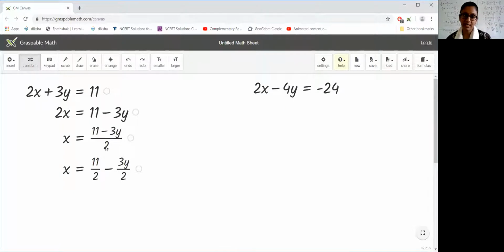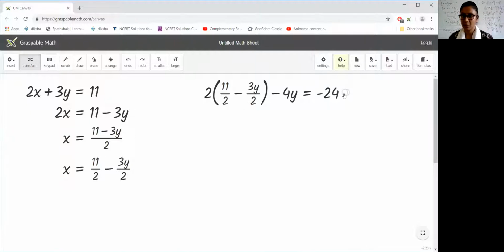Now this is my third equation that I've got. So I get the value of x in terms of y, and I'm going to substitute this x in the second equation that I have. So what I'm going to do is I'm going to take this x and put it here. Can you see immediately it is getting substituted there? The 11 by 2 minus 3y by 2 is getting substituted in place of x, right? See, this is how it happened.